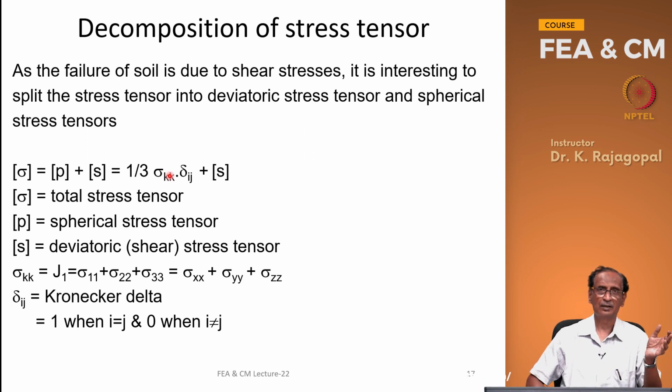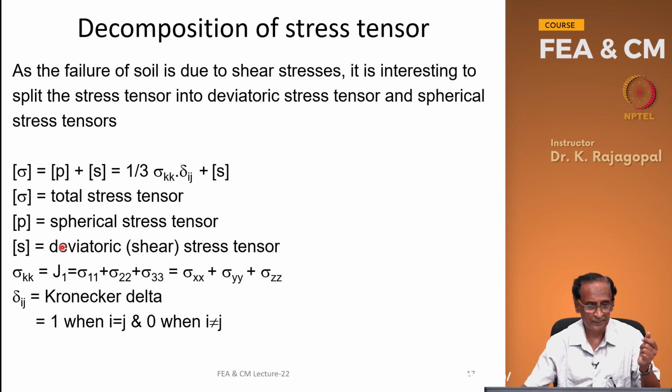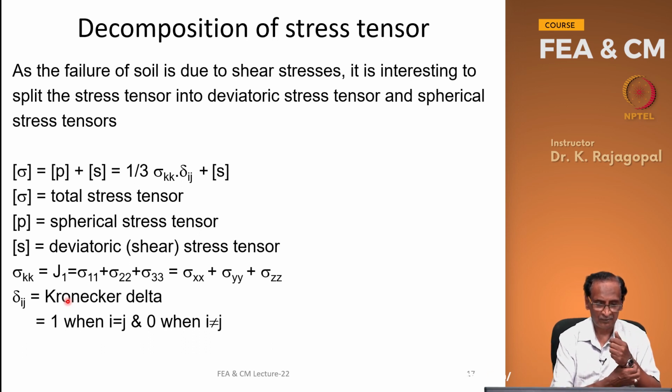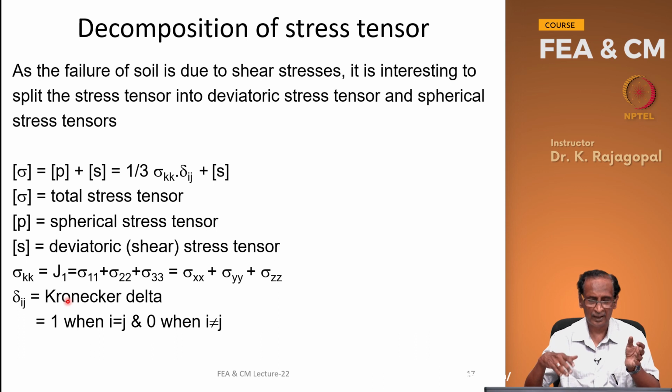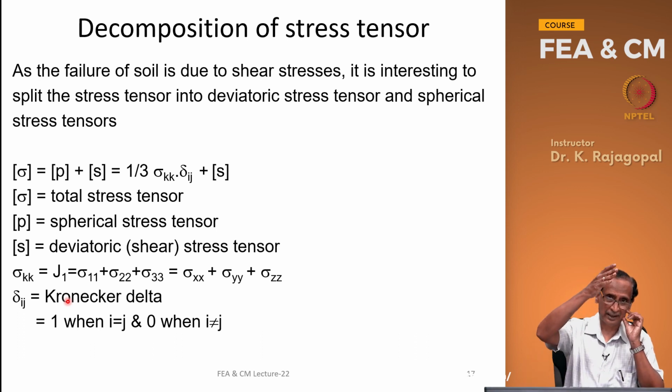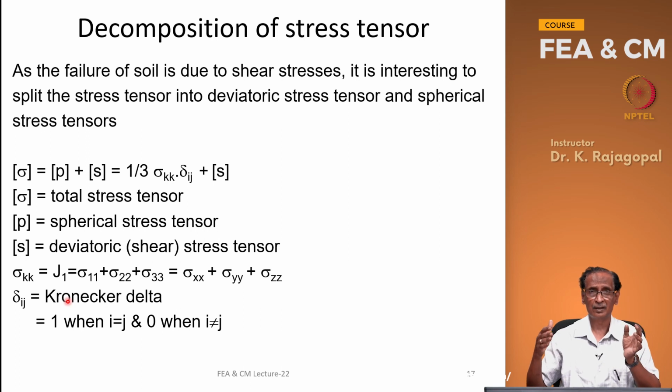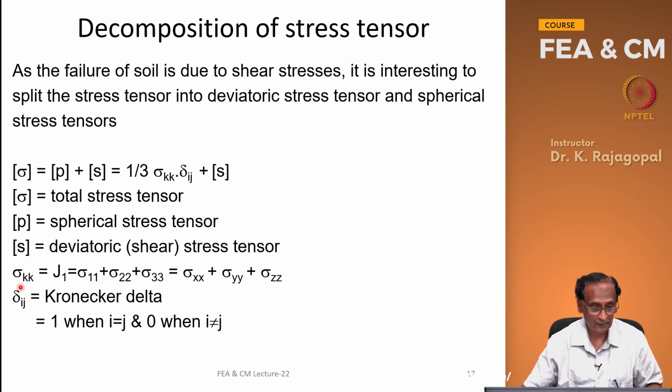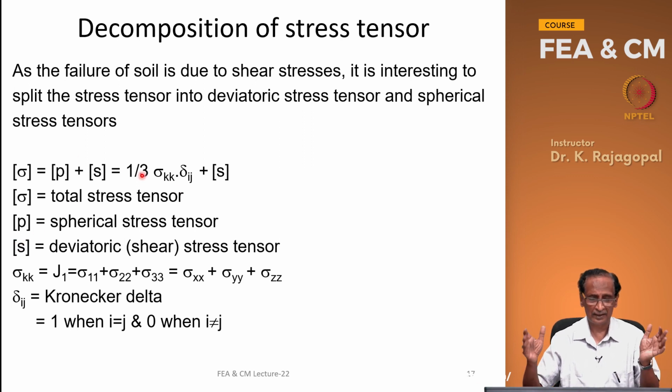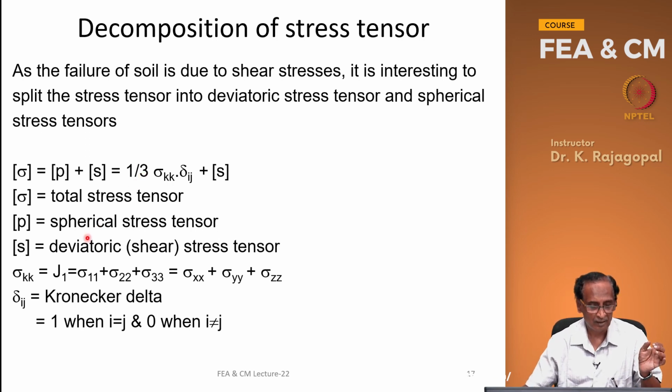Sigma kk is a repeated index. So, it is sigma xx plus sigma yy plus sigma zz, or you can call it the mean normal stress. Delta ij is the Kronecker delta, and it is 1 when i is equal to j and 0 when i is not equal to j. In fact, delta ij is our diagonal matrix with a unit value, and our P is basically a stress tensor with the mean normal stress along the diagonal.